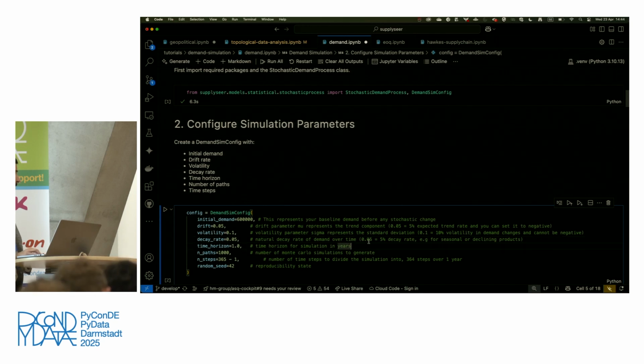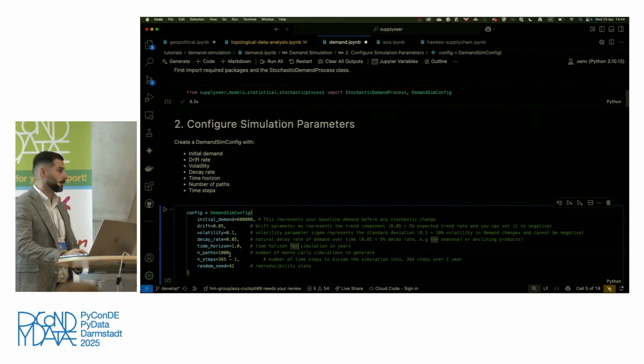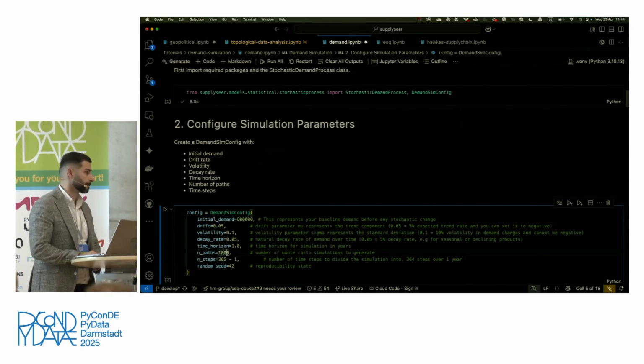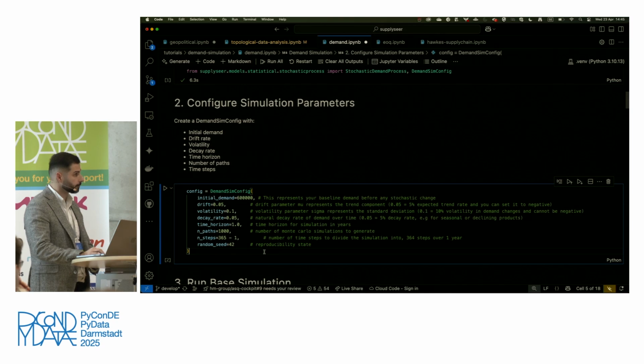And the time horizon. So, skipping the theory, I'm just going to say we're working in continuous time. So we can just say you're going to simulate all the possible paths that your product or the demand could take during a year. So time horizon 1 year. And how many simulations you want to generate. I'm going to keep it like this. Number of steps, the number of time steps to divide the simulation into. So that means we take time horizon 1 divided by 365 minus 1. That's our horizon.